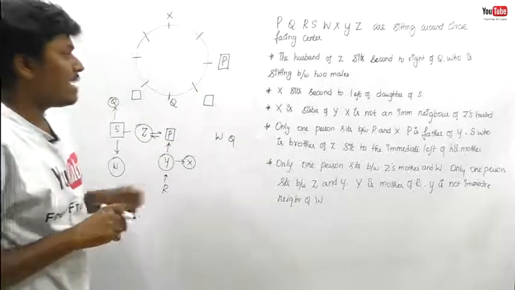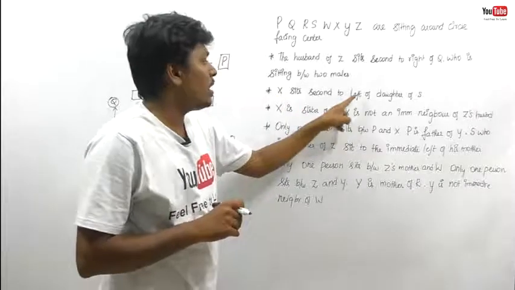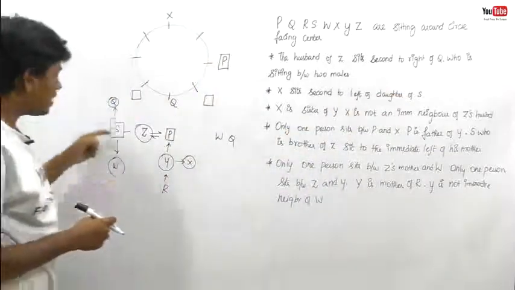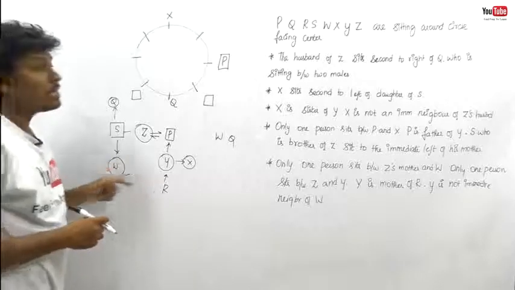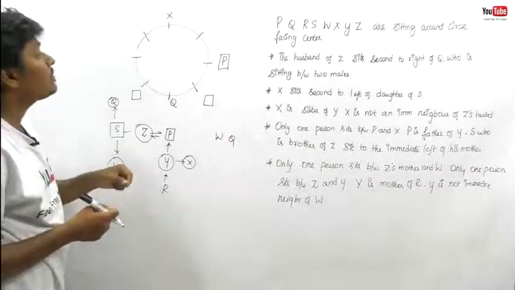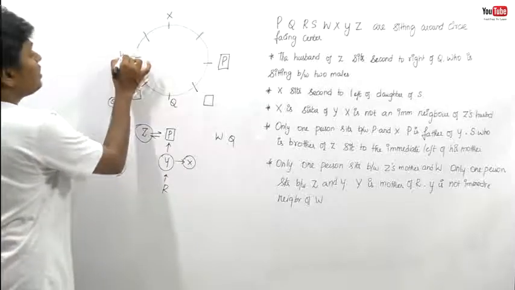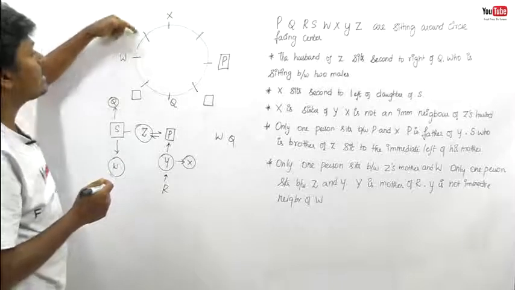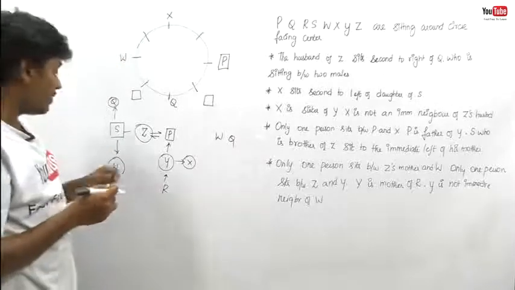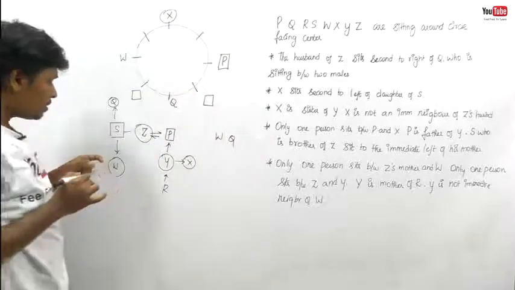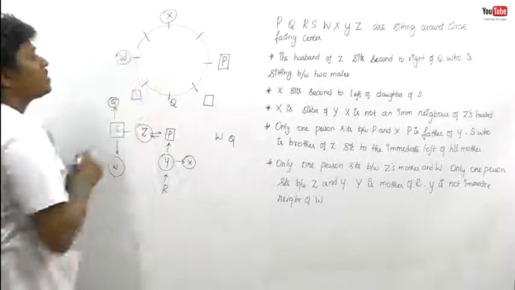Let me see, friends. X sits second to the left of the daughter of S. Who is S's daughter here? S's daughter is W. So at W's left-hand side, second place, X should come. So definitely W should come here. Why? Because all are facing the center. We know that X is a female person, and W is also a female person, right?